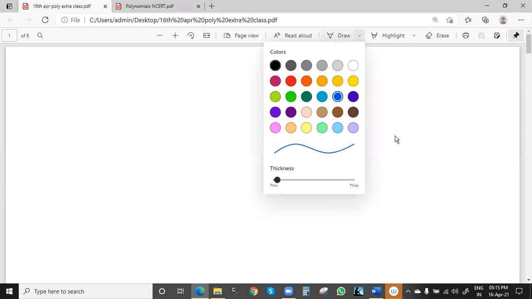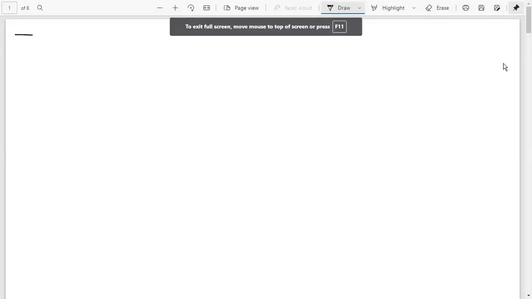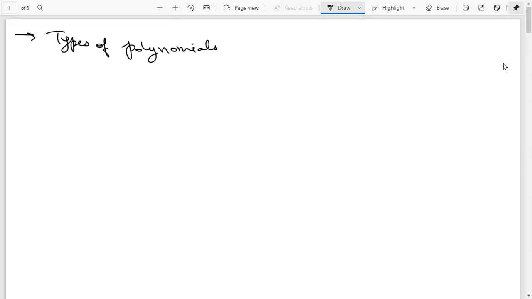See, so here we'll put the heading. Let me increase the size. So we write here types of polynomials based on degree, that is degree of x only, but we can just write degree. So what is degree basically? Degree is the maximum power of x.